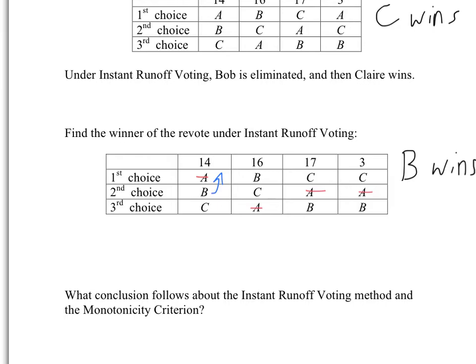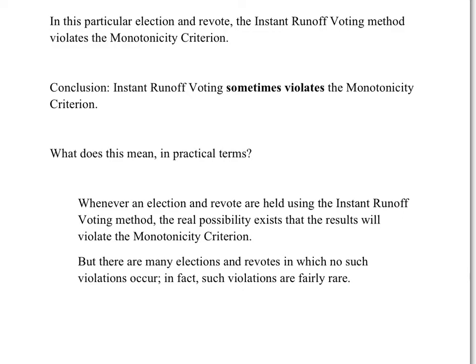Claire won the first election. All the ballot changes were in her favor. No one else benefited from any ballot changes. No one pushed Claire lower on any ballots. The only ballot changes favored Claire, and yet she failed to remain the winner. She lost the re-vote. We find, therefore, that in this particular election and re-vote, the instant runoff voting method violates the monotonicity criterion. We're not saying this always happens, but in this particular election and re-vote it happened. The conclusion, then, is that the instant runoff voting method sometimes violates the monotonicity criterion.